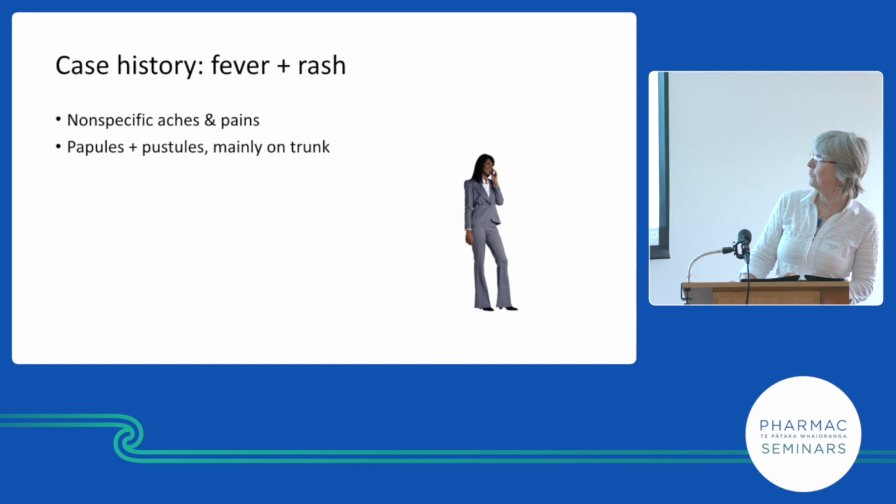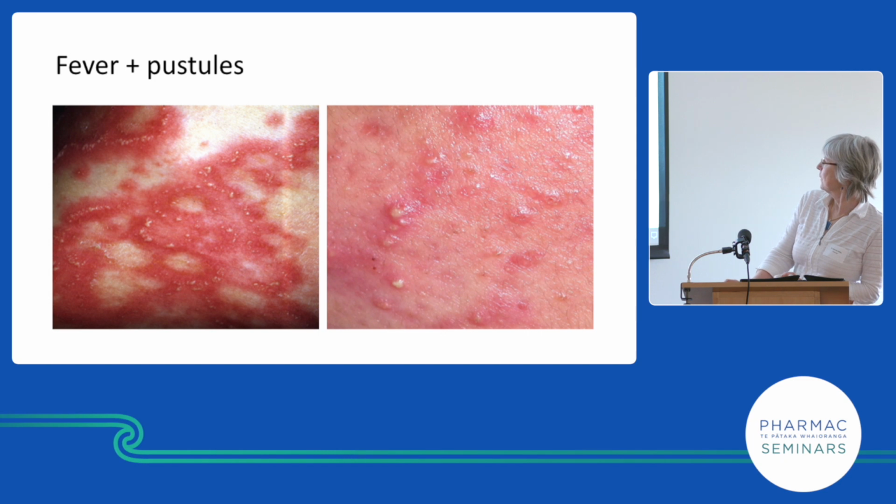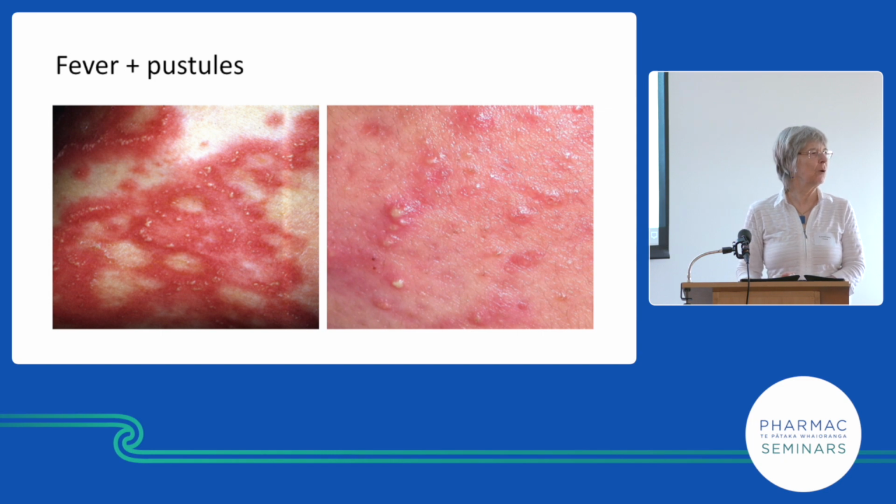A patient presents with a fever and a rash. Non-specific aches and pains, papules and pustules, mainly on the trunk. What we have is some pustules with a little erythema, and from further away we can see that they have an annular configuration. So these pustules are on plaques and the rings are joining together, so they've become polycyclic.